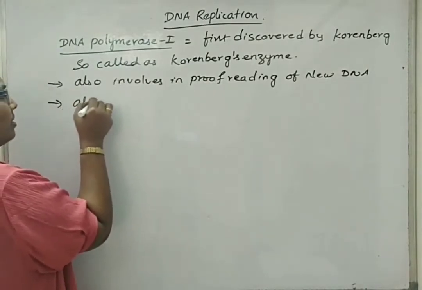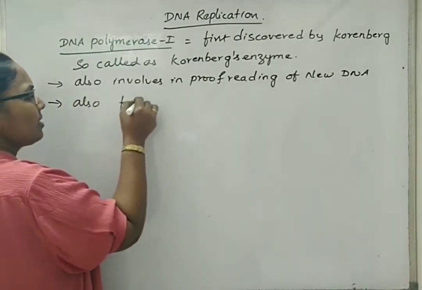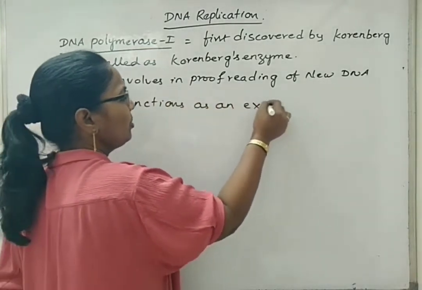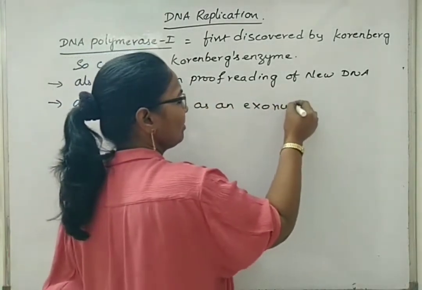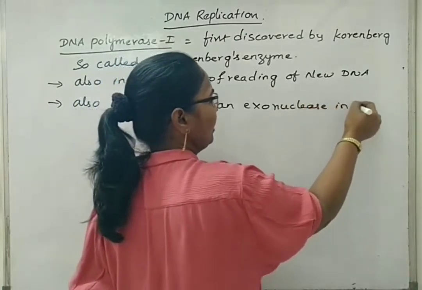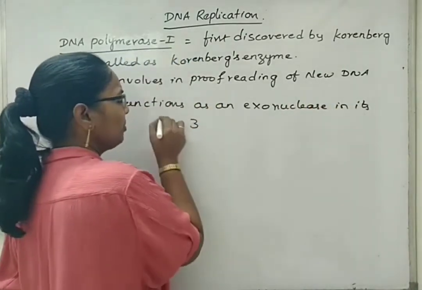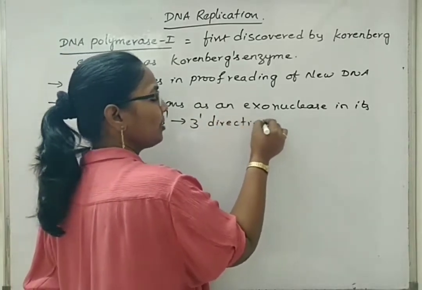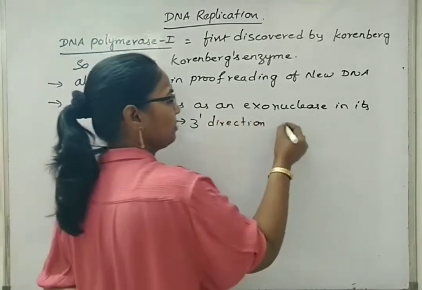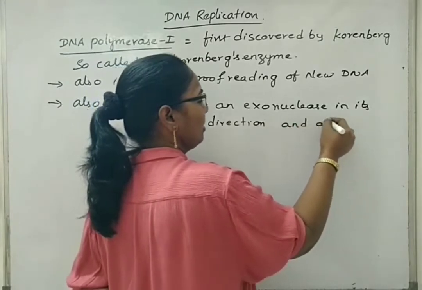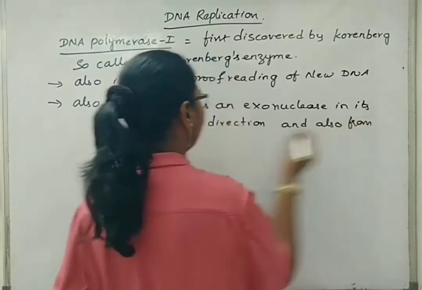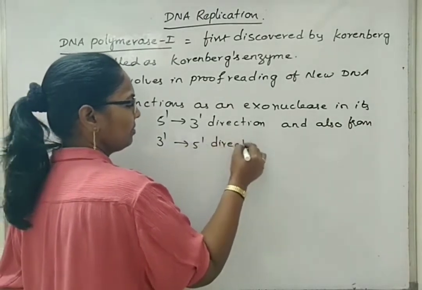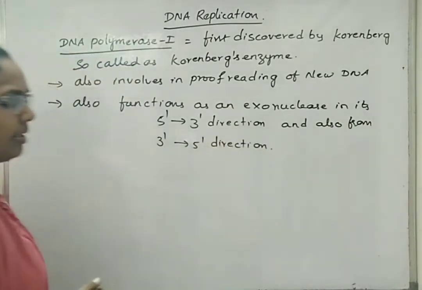DNA polymerase also functions as an exonuclease in its 5' to 3' direction and also from 3' to 5' direction. Next.